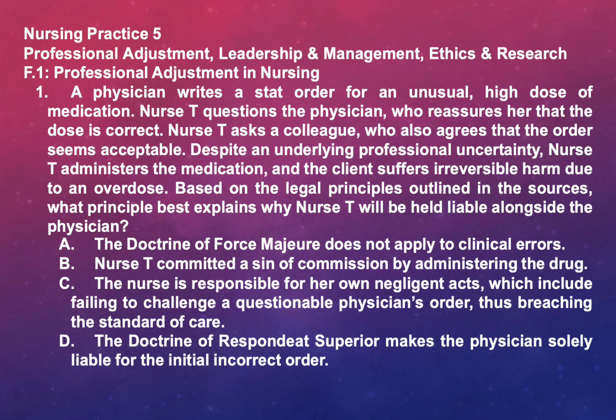A physician writes a stat order for an unusually high dose of medication. Nurse T questions the physician, who reassures her that the dose is correct. Nurse T asks a colleague, who also agrees that the order seems acceptable. Despite an underlying professional uncertainty, Nurse T administers the medication and the client suffers irreversible harm due to an overdose. Based on the legal principles outlined in the sources, what principle best explains why Nurse T will be held liable alongside the physician?